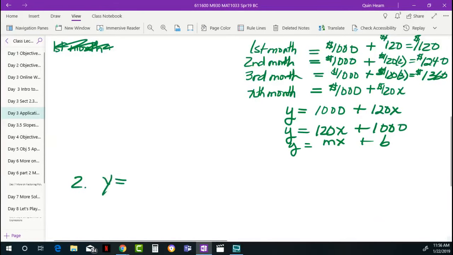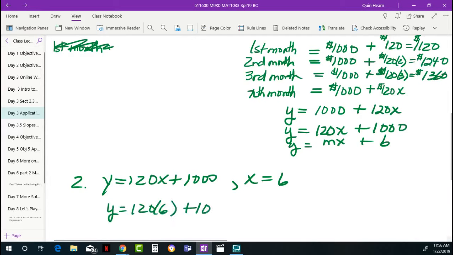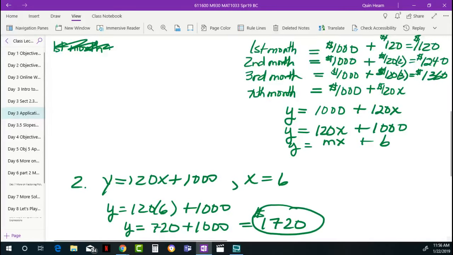If y is equal to 120x plus 1,000 and x is 6 months, we can just plug in to find y. So y is equal to 6 times 120 is 720 plus 1,000 is equal to 1,720. So he'll have $1,720 in his account at the end of 6 months.